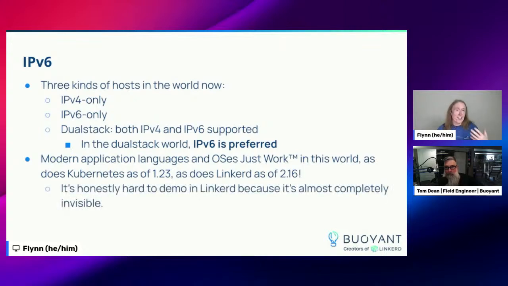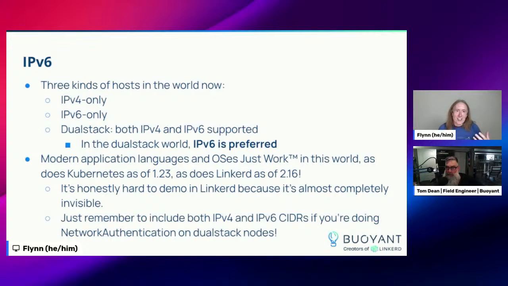A big challenge with demoing v6 in Linkerd is that it's almost completely invisible. So it's really, really hard to demo. You'll see that. The v6 demo is going to be really short, but it basically just works in Linkerd, which is really nice. The one gotcha you need to remember for v6 is if you're doing network authentications and you're on a dual stack node, you will need to include both the v4 and v6 CIDRs to make sure your network authentication will work. Not that you understand there would be any personal experience associated with that point.